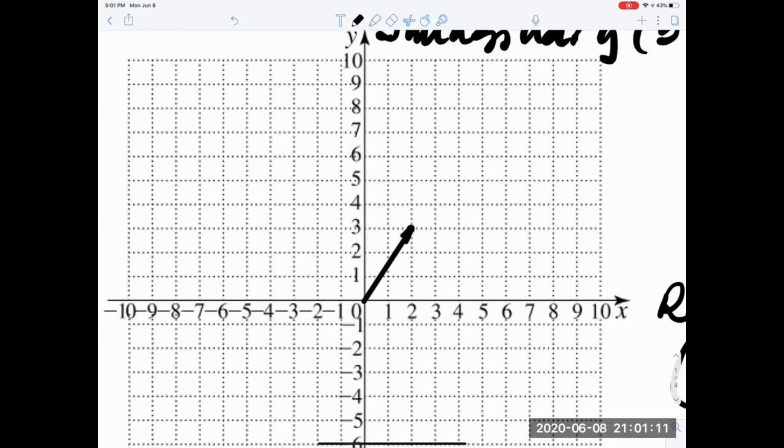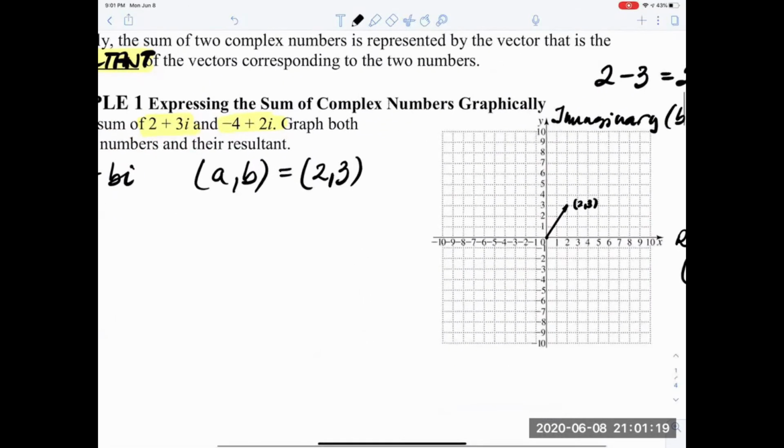I'm going to try to be as precise as I can. So here are the coordinates, 2 and 3. So that was my first vector. That represents the number 2 plus 3i. Okay, so I'm going to write right next to it 2 plus 3i.